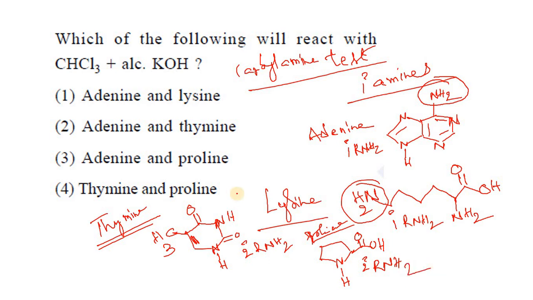So which will be positive towards carbylamine test? Primary amines: adenine and also lysine. So adenine and lysine, these are the correct options. Adenine, primary amine; thymine, secondary; proline, secondary. So these are negative towards carbylamine test.